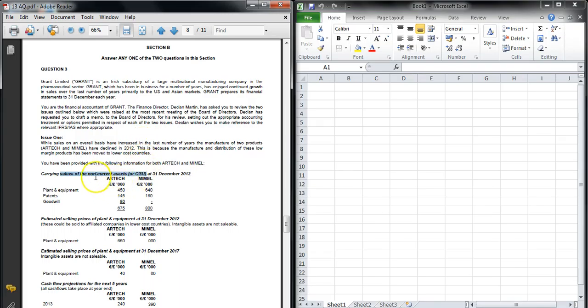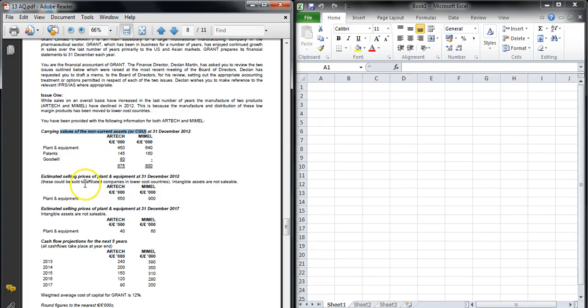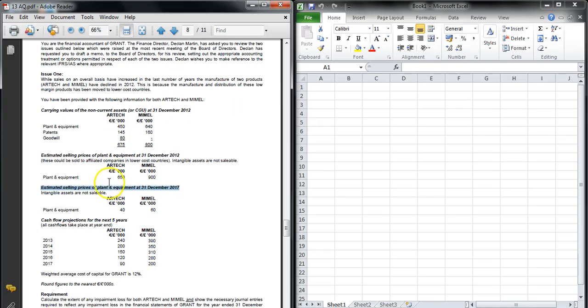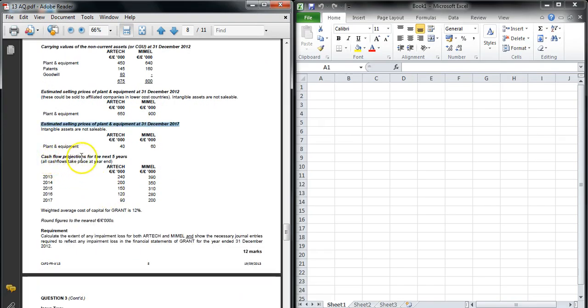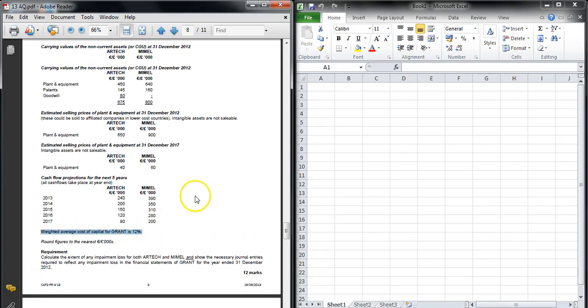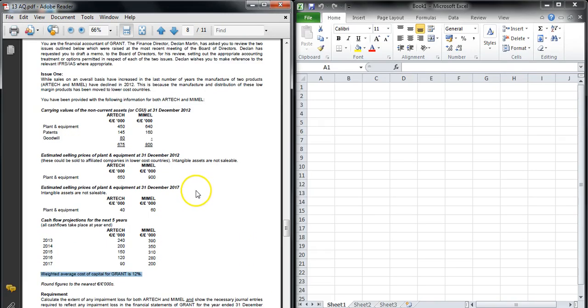So we're told here what the carrying value of both the CGUs are, R-Tech and MIML: plant and equipment, patents and goodwill. We're also told what the estimated selling prices are today at the end of December 2012, or at the end of 2017. And again, we'll need this for some of the calculations that we are going to use. And finally then we're told what cash flow projections are for the next 5 years, and we're given a weighted average cost of capital.